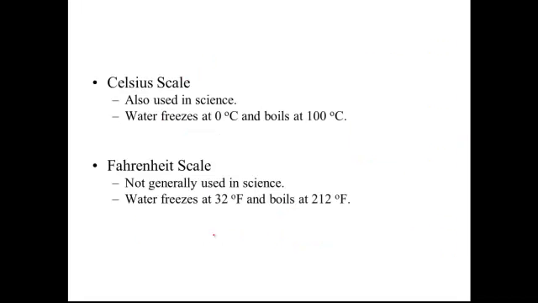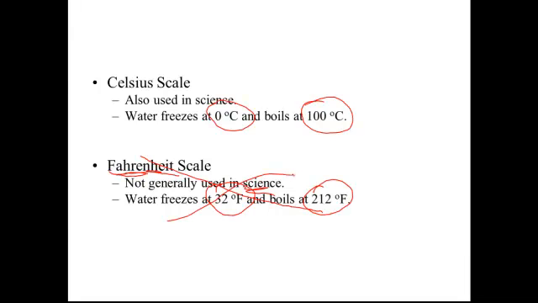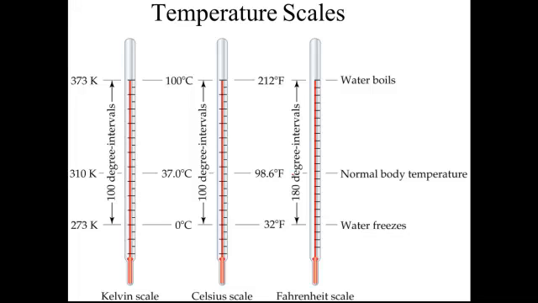Okay, the Celsius scale we know is also used in science. Water freezes at 0. It boils at 100. The Fahrenheit scale, which we do use here in the United States, we don't use in science. Water freezes at 32, boils at 212. Again, you don't need to know that. So here are our temperature scales. Notice that there is a 100-degree interval between the freezing point and the boiling point in Celsius and in Kelvin. And again, in Fahrenheit, it doesn't boil until 212, and it freezes at 32.